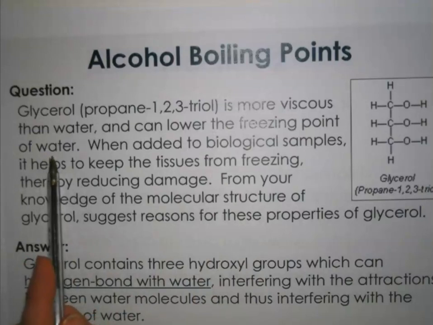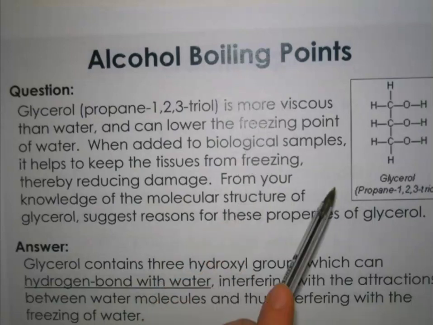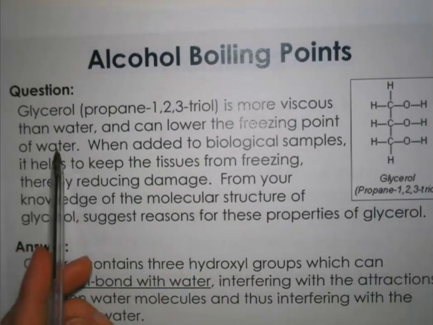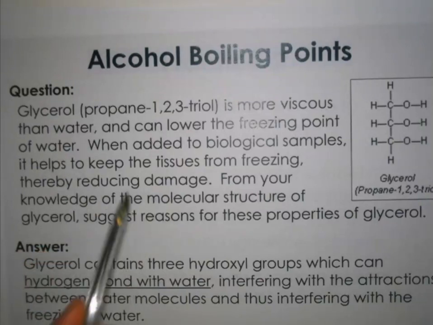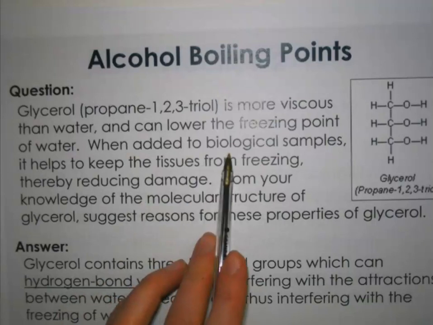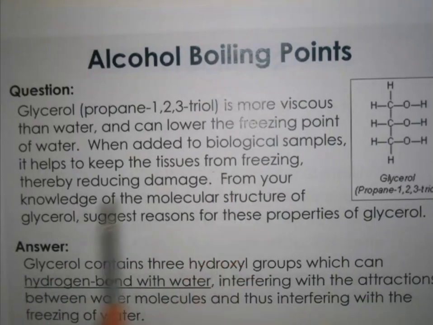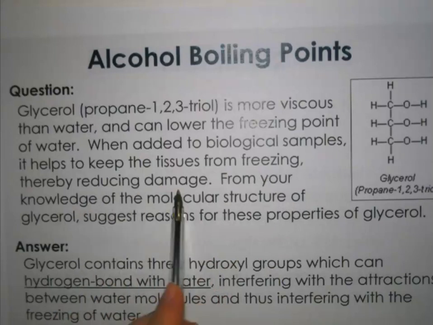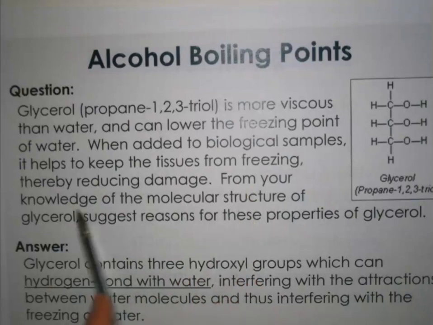So basically that means that if water normally freezes at 0, it can make it so that water freezes at, like, I don't know, -3 or something. I don't know what the actual numbers are, but it means that it doesn't freeze as easily. So if you add glycerol to biological samples, it helps to keep the tissues from freezing, thereby reducing damage. Because if you freeze biological tissues, you damage them, right? So from your knowledge of the molecular structure of glycerol, suggest reasons for these properties.